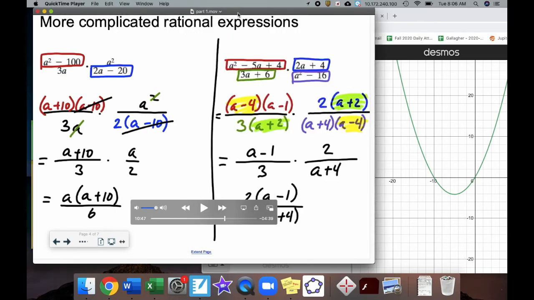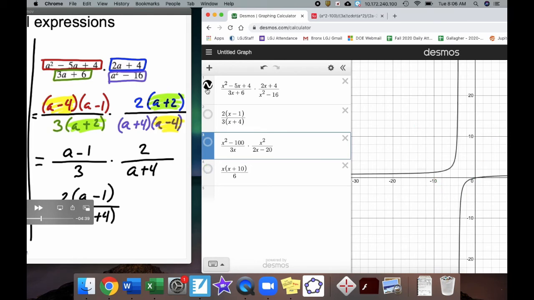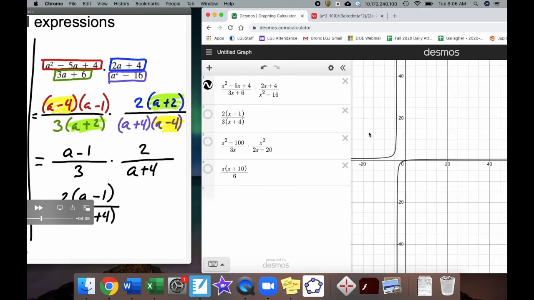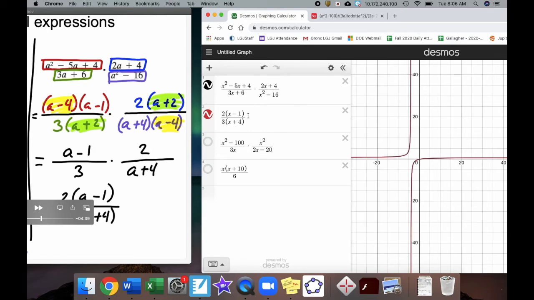I can also use it to check my second one. Oh, went too far. So I plug in my original. Gives us this weird graph, and a lot of rational expressions will look like this. We'll talk more about why they look like that in a later lesson. I plug in my second. They occupy the exact same space.